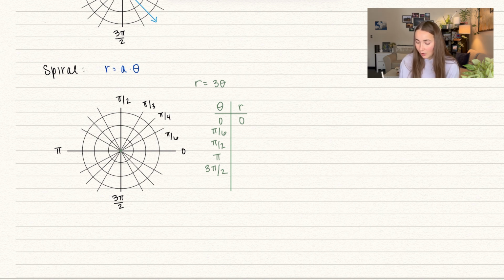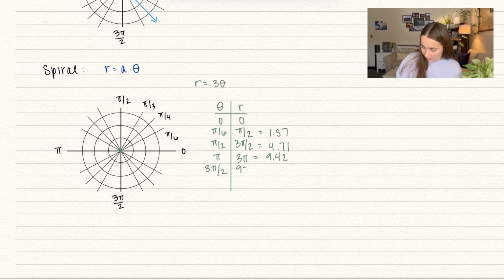Now, when we have pi over 6, our radius is 3 times pi over 6. So we get pi over 2. And I'm going to use a calculator to get an exact answer. So with pi over 2, we get 1.57 approximately. So now let's keep going for all of these, right? I'm going to do 3 times pi over 2, which is 3 pi over 2. Let's calculate that. 3 pi divided by 2, approximately 4.71. Okay, so now we have pi. We're going to multiply that by 3, right? We get 3 pi. That is going to be 9 something. Yep, it's 9.42.